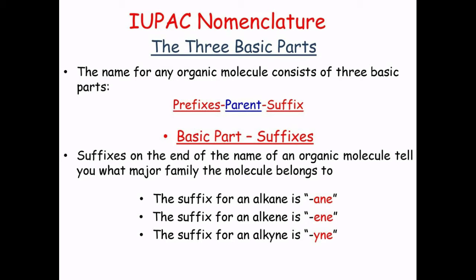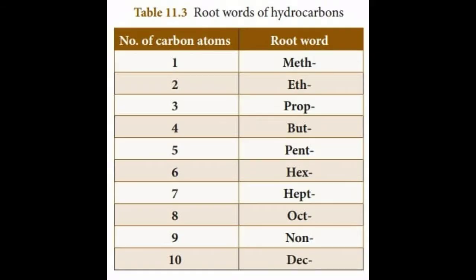Root word. It is the basic unit which describes the carbon skeleton. It gives the number of carbon atoms present in the parent chain of the compound and the pattern of their arrangement. Based on the number of carbon atoms present in the carbon skeleton, most of the names are derived from Greek numerals. This table shows the root words for the parent chain of hydrocarbons containing 1 to 10 carbon atoms: meth, eth, prop, but, pent, hex, hept, oct, non and dec.